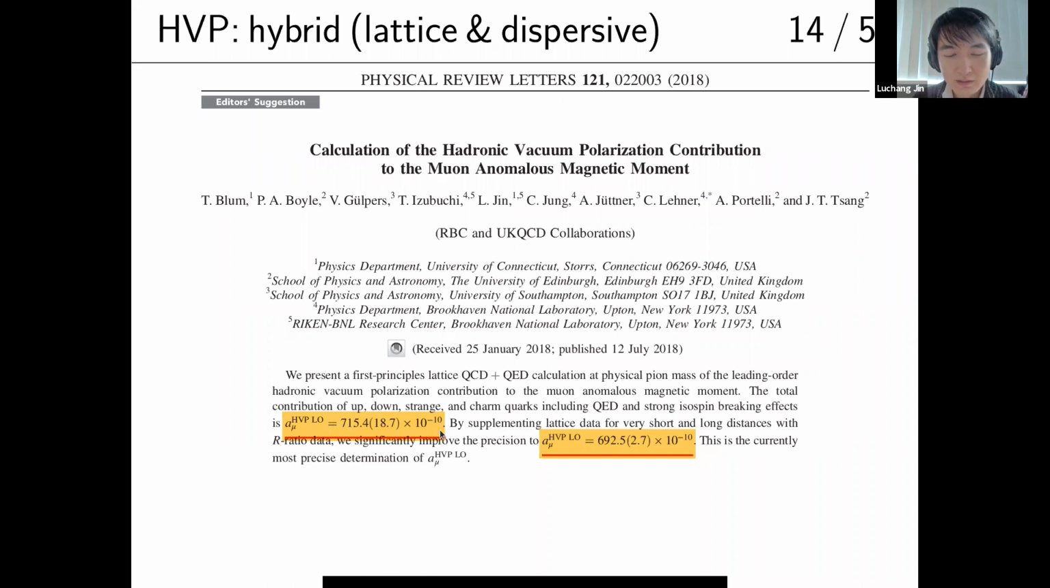On the other hand, we can actually take a portion of the lattice data and combine it with another portion from the dispersive analysis and obtain a combined value. And that value is pretty precise, because the lattice overall value is very noisy, but some portion of the lattice is actually precise, and we can use that to replace part of the experimental data and improve the overall accuracy. This value actually agrees with the pure dispersive analysis.